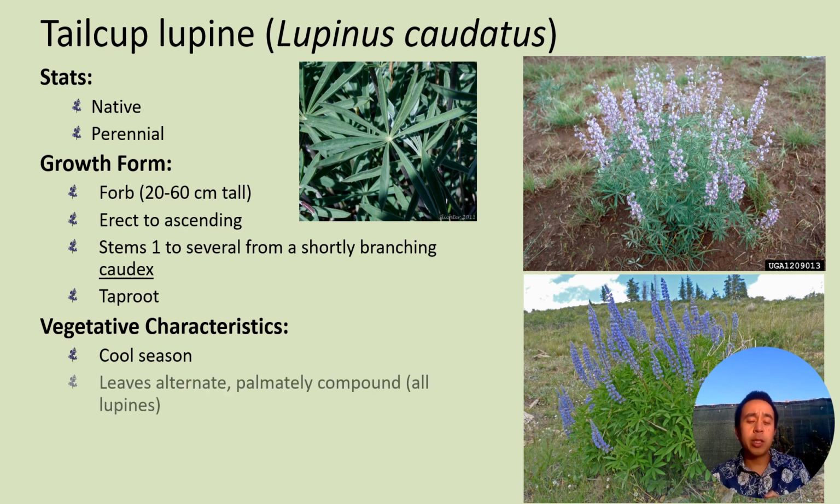Vegetatively speaking, it's a cool season plant, also with alternate leaves, and it has palmate compound leaves instead of pinnate leaves. Actually, all lupins have palmate leaves.